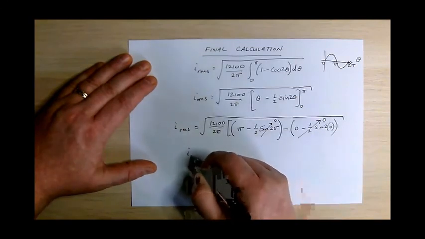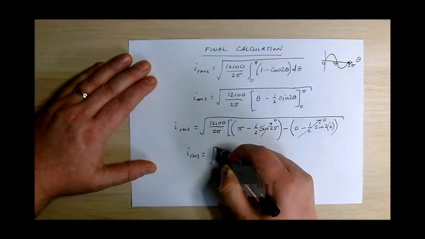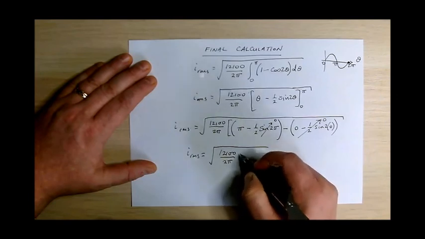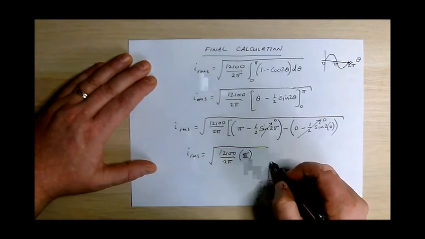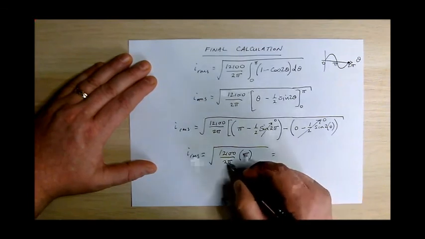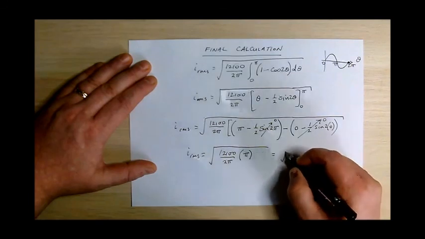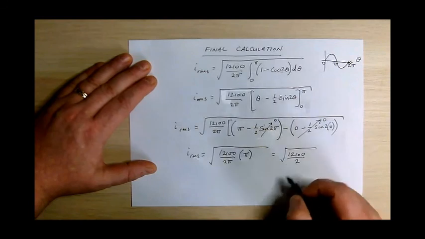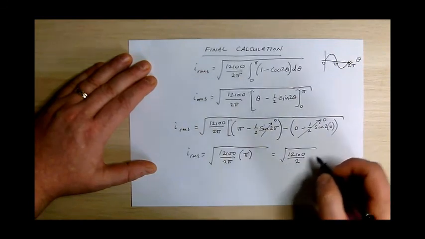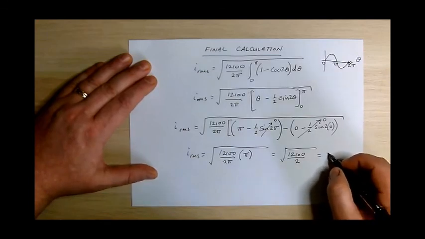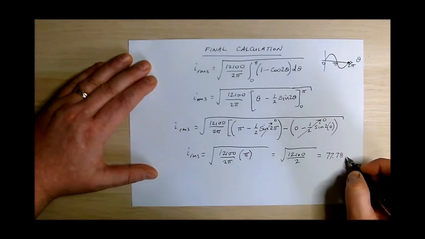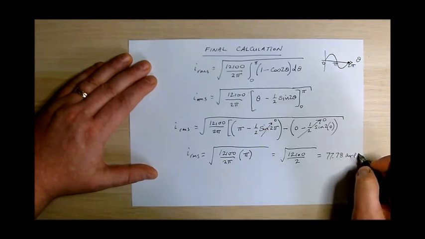So we're left with the IRMS equals the square root of 12,100 over 2 pi times pi. The pi's cancel out, so we're left with 12,100 over 2. And if we work that out in your calculator, 77.78 amps.